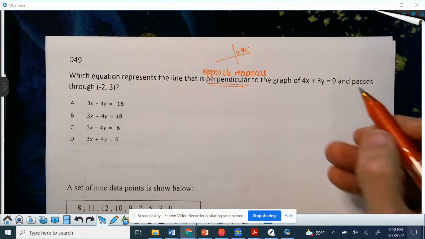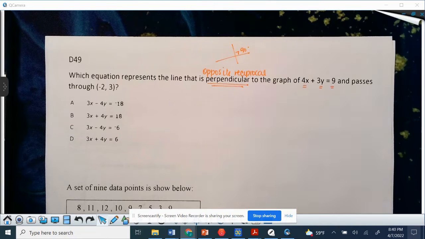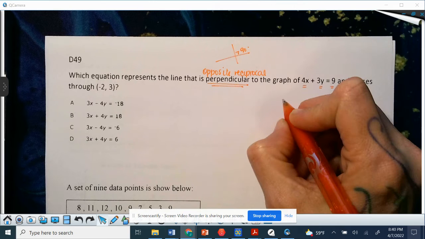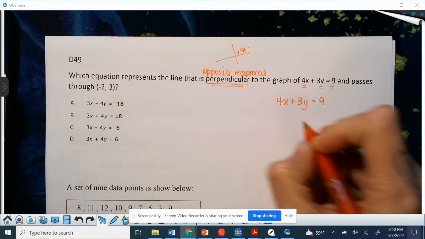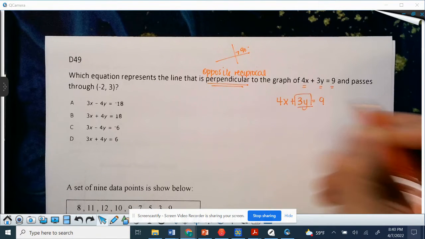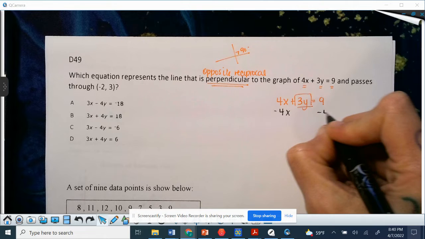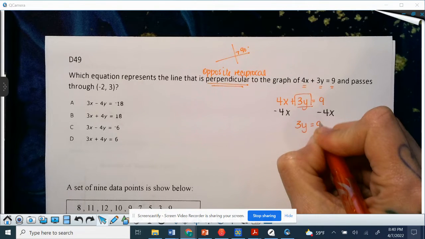So first of all, we know we've got to figure out what the slope is. This is in standard form. Not going to help us with slope. We'll get to the passes through part in a minute. So let's put this in slope-intercept form. So 4x plus 3y equals 9. We need to get y by itself, so we're going to subtract 4x from both sides. So we end up with 3y equals 9 minus 4x.